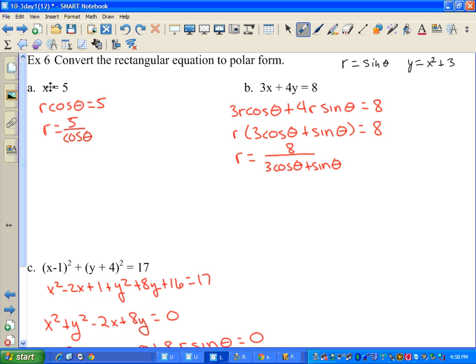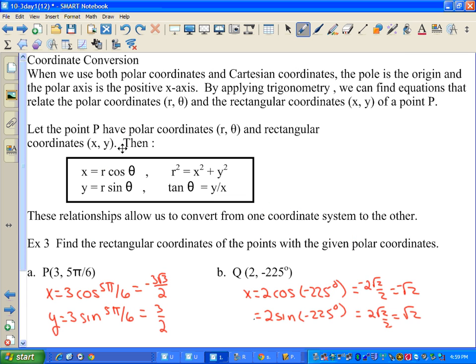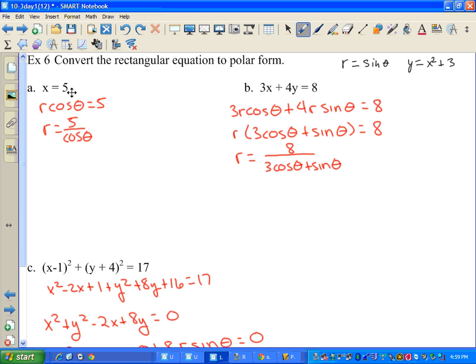So on letter A, we have x equals 5. Well, x is the same as r cosine of theta, and we saw that back here, x equals r cosine. So instead of x, we can have r cosine. And it equals 5, and then we divide by cosine of theta. So we have what we want, r equals something to do with theta.